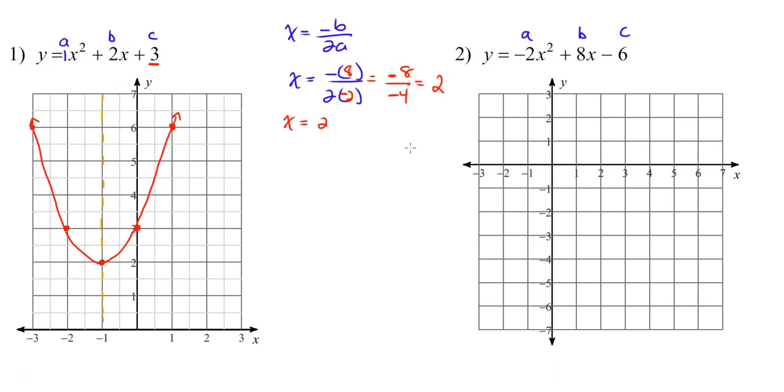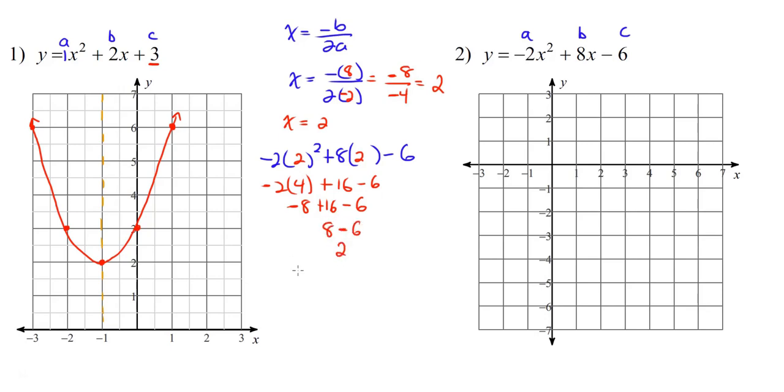So x equals 2. Now let's go ahead and find the y value of our vertex by plugging it in here. So this is going to be negative 2 times x squared plus 8 times x minus 6. And x is 2. So we have here 2 squared is 4. Plus 8 times 2 is 16 minus 6. Negative 2 times 4, that's negative 8. Plus 16 minus 6. Negative 8 plus 16 is 8. And 8 minus 6 is 2. So now we have the y value of our vertex is 2.